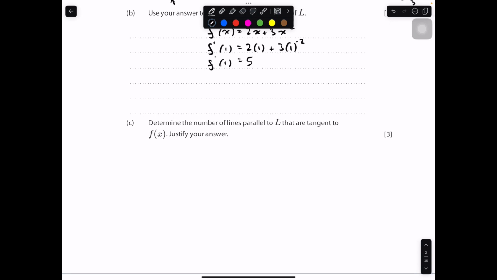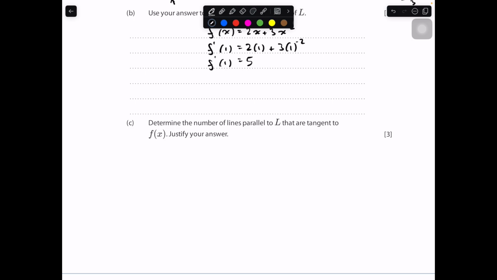Determine the number of lines parallel to L that are tangent to f of x. Justify your answer. So this is kind of like an abstract question. More recent questions are sometimes actually more contextualized, so more real-world situations, but this isn't an impossible question.